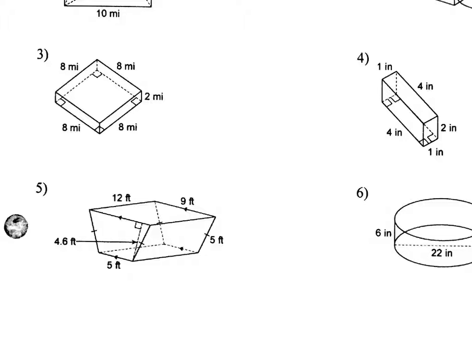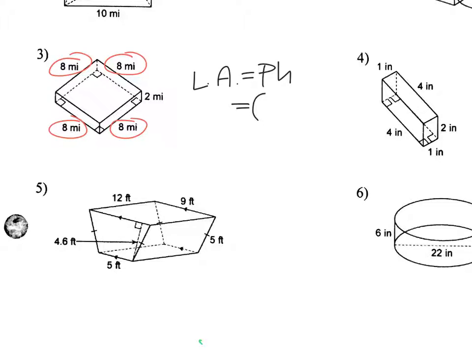lateral area, perimeter. Well, perimeter again is going to be this, this, this, and this all added together. So if I do that, lateral area is perimeter times height. So perimeter there would be 8 times 4, which is 32, times our height, which is the 2. So lateral area is 32 times 2, which is 64 miles squared.